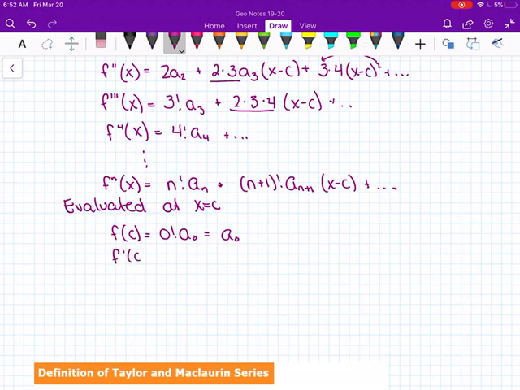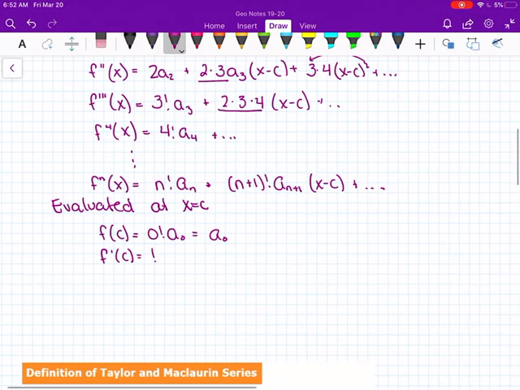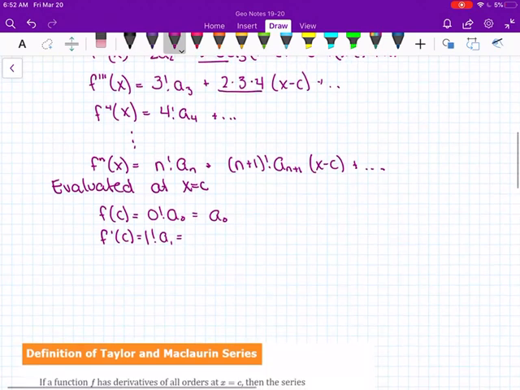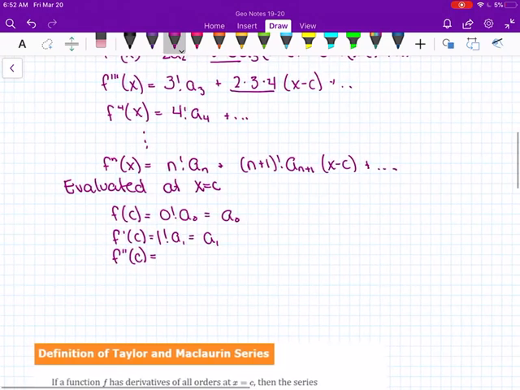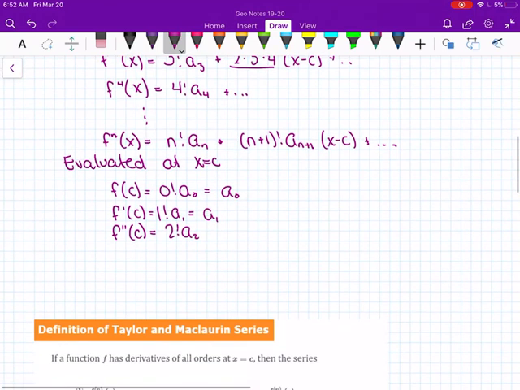F prime of c is going to equal 1 factorial times a sub 1, so that's just a sub 1. The second derivative at c is going to be 2 factorial times a sub 2. The third derivative at c is going to be 3 factorial times a sub 3, and so on and so forth.